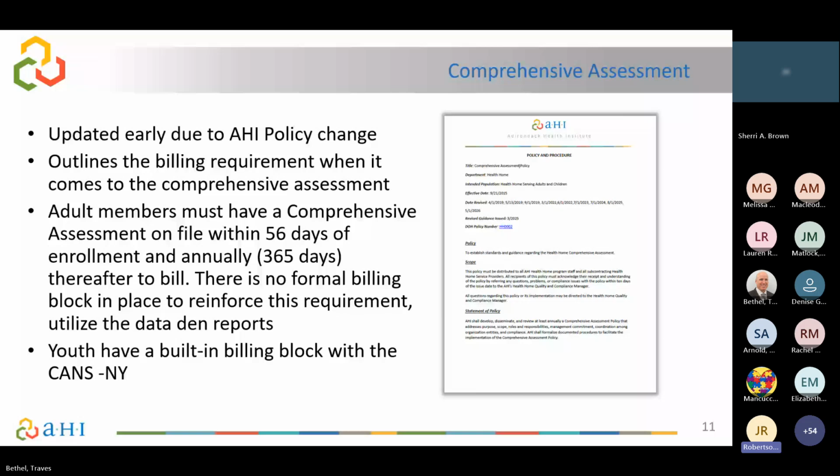So adult members must have a comprehensive assessment on file within 56 days of enrollment and annually thereafter, so every 365 days. There is no formal billing block in place to reinforce this requirement, so we encourage everybody to utilize DataDen to make sure that everyone is staying on top of their comprehensive assessments, with it not having a billing block in place.